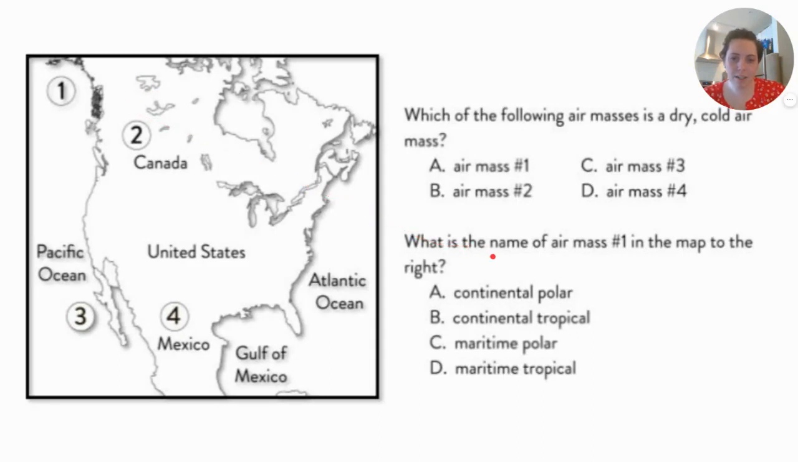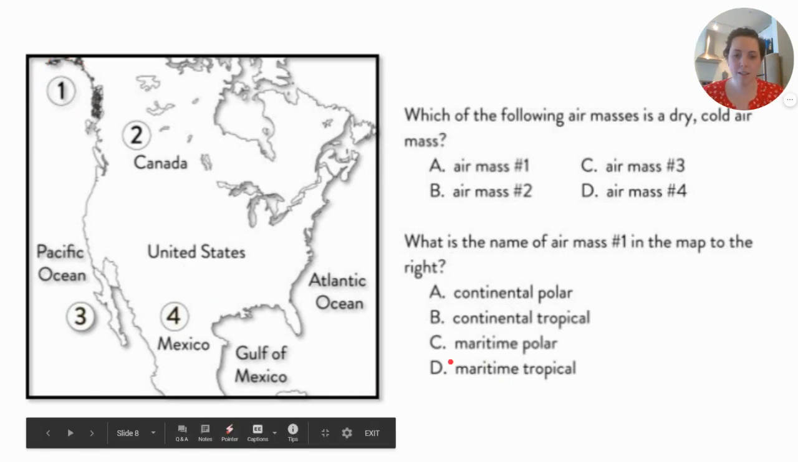For the second one here, what is the name of air mass number 1? So up in this top corner here, well, it's found over water, so it's considered a maritime air mass, and it's close to the pole, so this is a polar air mass. So our answer is maritime polar.